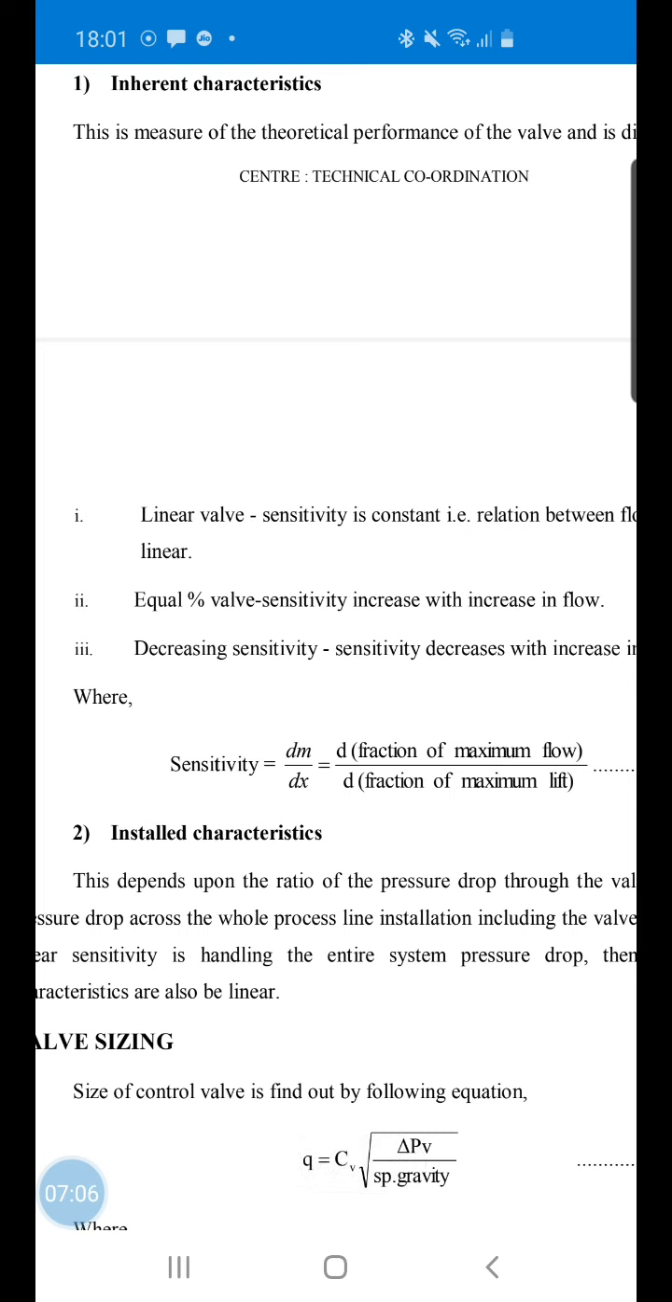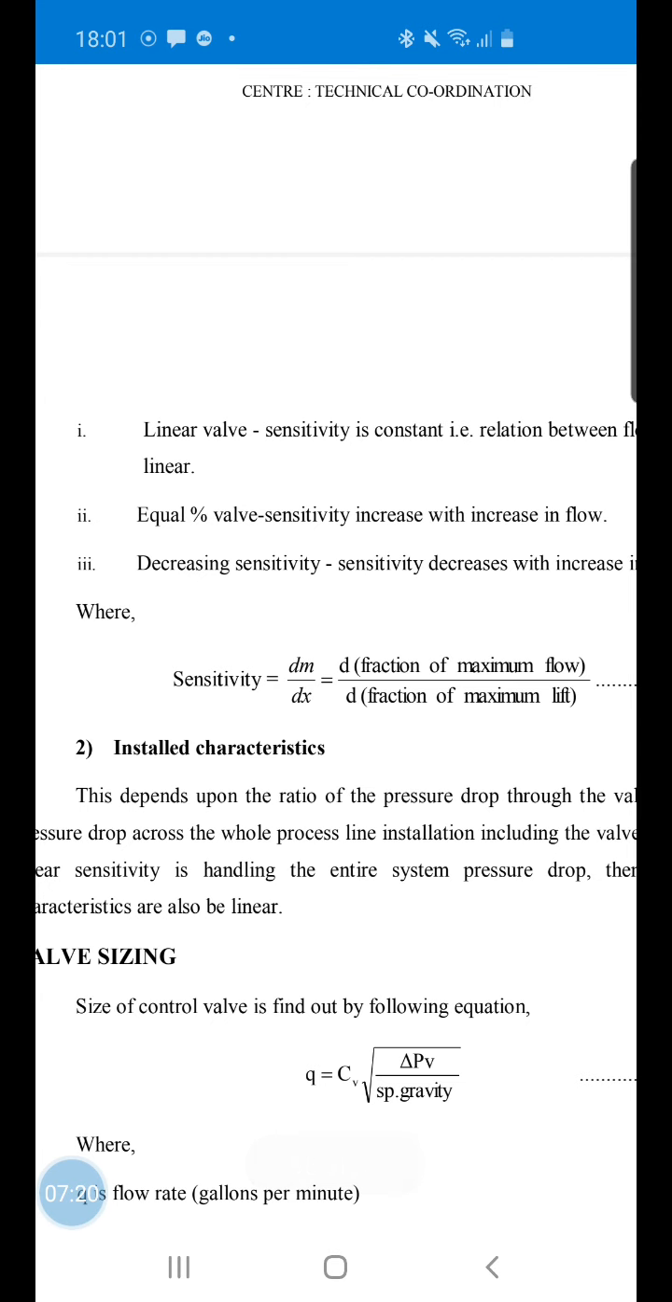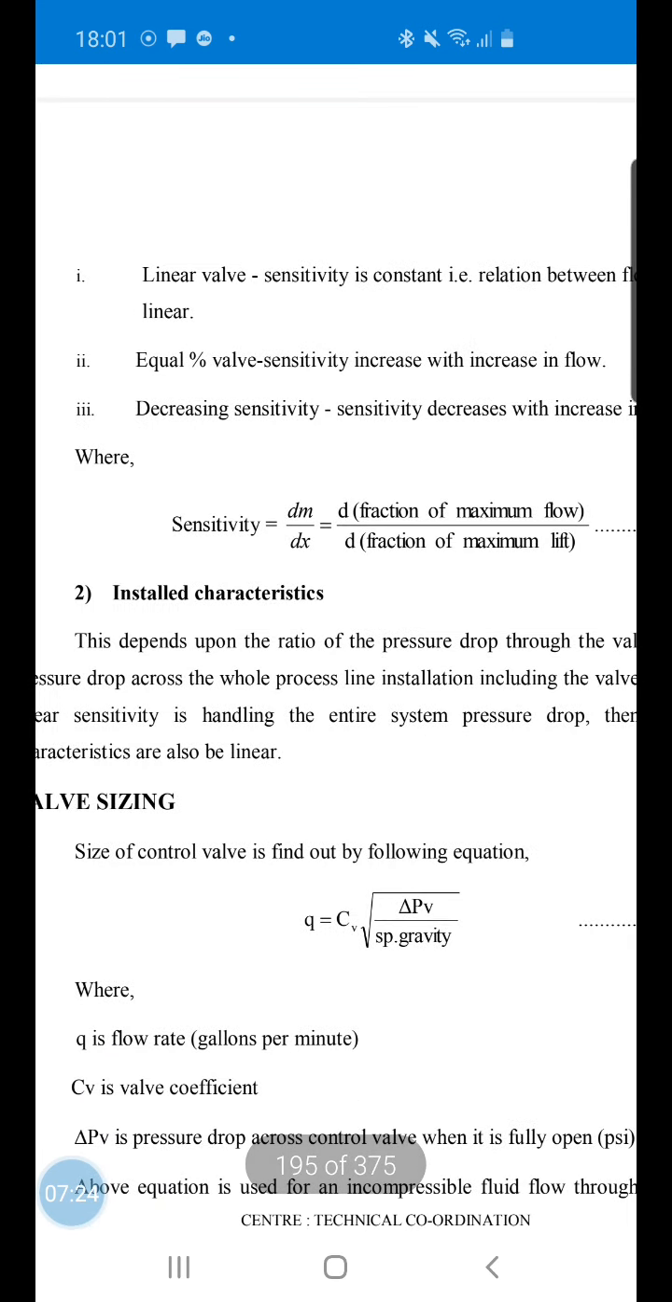So it's very important to know what sensitivity is. Sensitivity means y by x, it is dm by dx, meaning the fraction of maximum flow to the fraction of maximum lift. So this is the sensitivity, and this sensitivity describes the inherent characteristics.